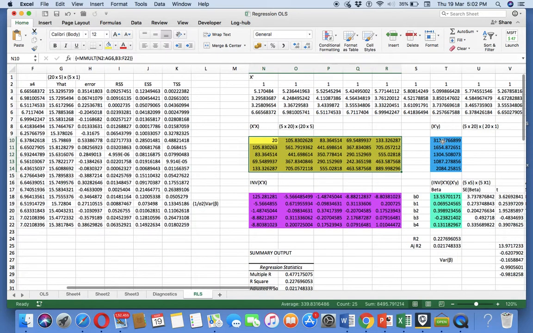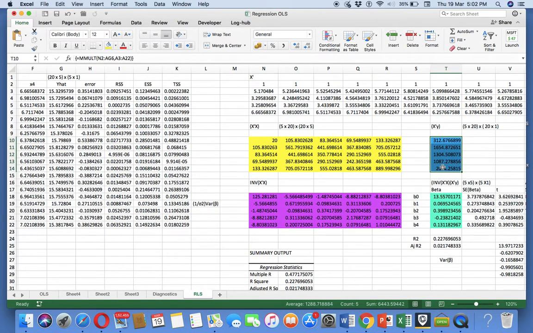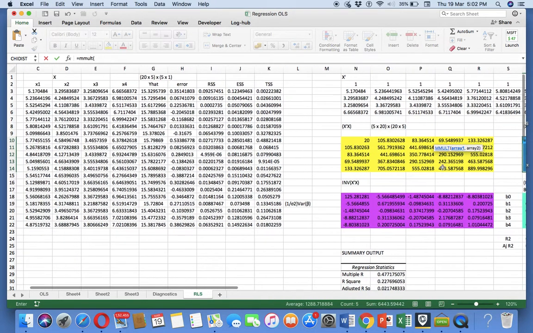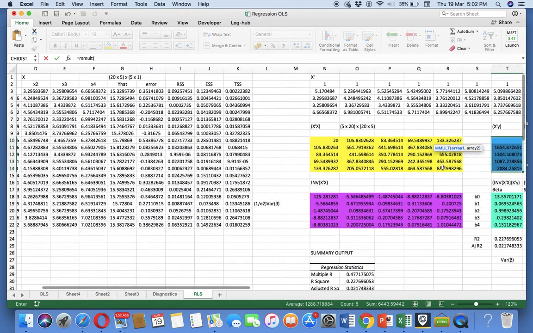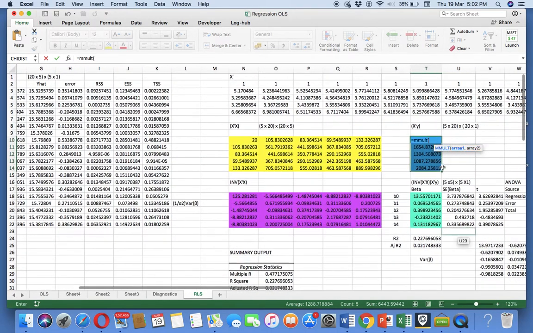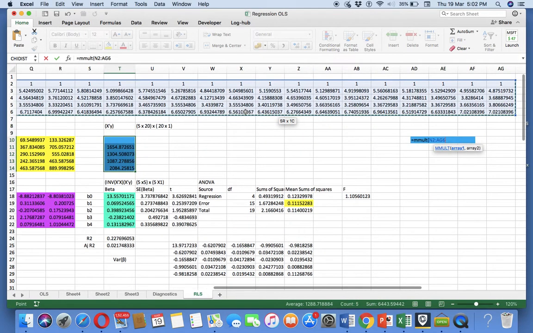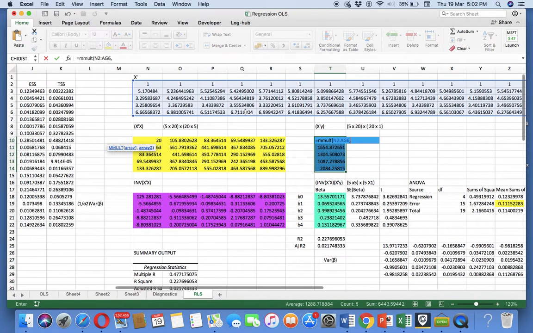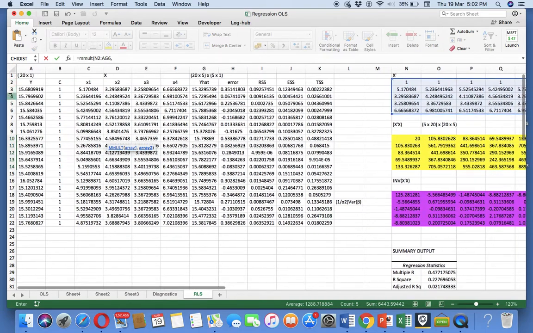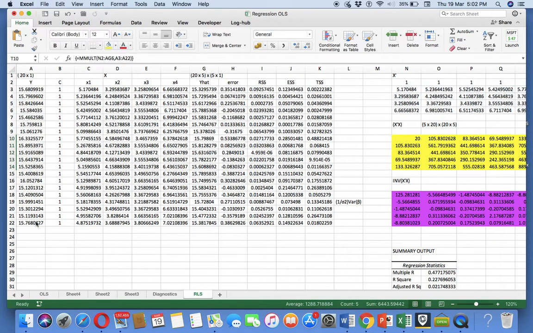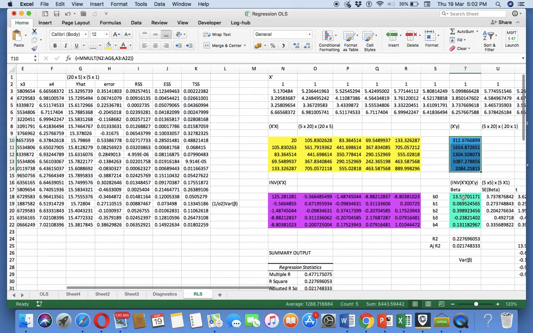Now I calculate X transpose Y, again with MMULT. It's X transpose, this is X transpose, and Y, which is the dependent variable. I'll select it, close the bracket, and press Control Shift Enter, and this gives me X transpose Y.